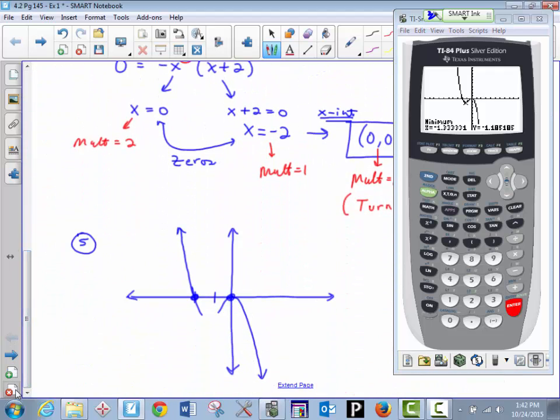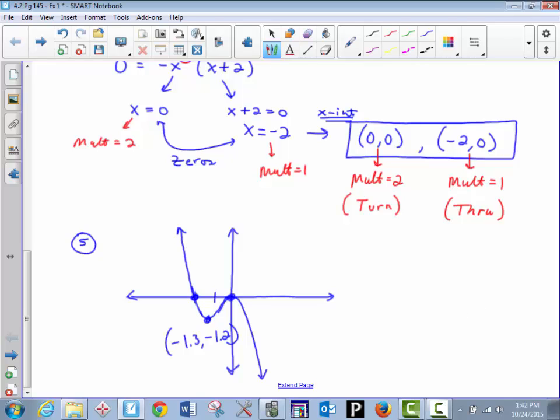So come down here, and you don't have to be real exact about it, but just label that particular minimum point. This would be negative 1.3, comma negative 1.2. Okay, once we've done that, we have everything that we need. If you want to go ahead and label your two x-intercepts, that might be a good idea. You've got the 0, 0, and you have the negative 2, 0, but everything else is the way it should be. The ends are doing what they're supposed to.